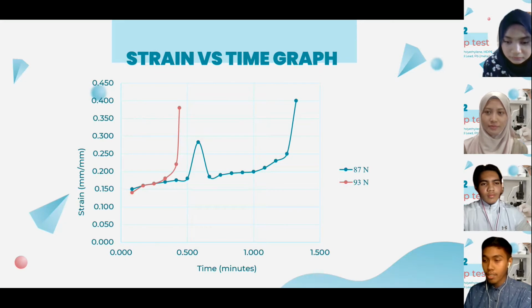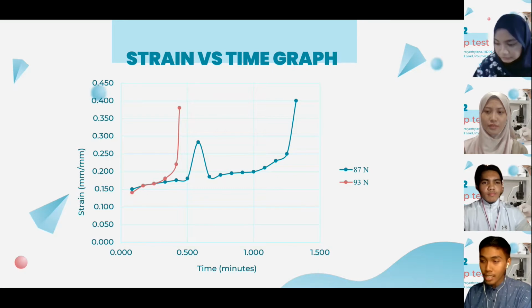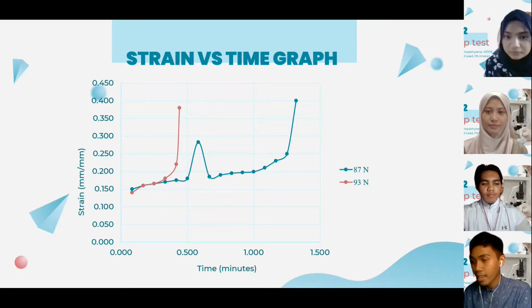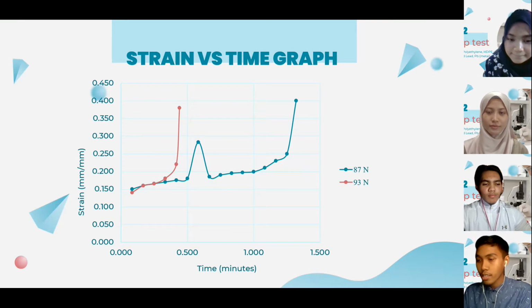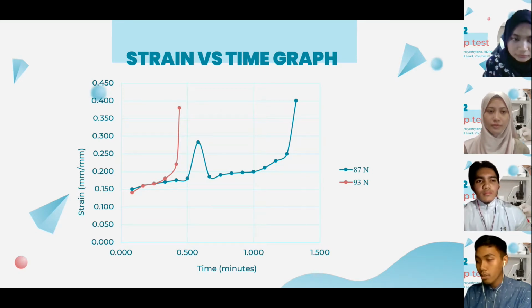After that, the strain versus time graph is plotted based on the data obtained in both tables as shown before. As can be seen in this graph, it clearly shows that the higher the constant load or stress exerted on the specimen, the shorter the duration for the specimen to rupture in the creep test, as the constant load of 93 Newton only takes 0.44 minutes, while the constant load of 87 Newton takes about 1.32 minutes to rupture.